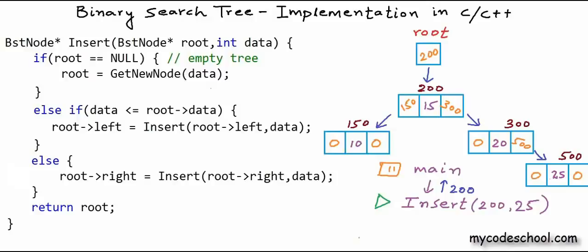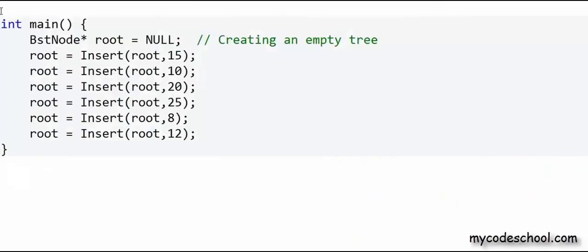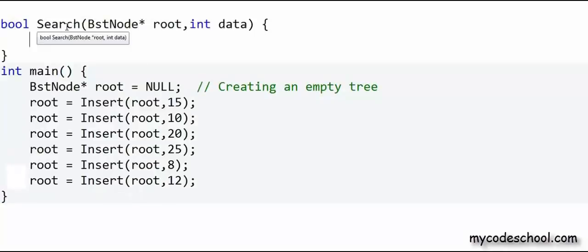Okay, I'll write one more function now to search some data in BST. In the main function here, I have made some more calls to insert. Now I want to write a function named search that should take as argument address of the root node and the data to be searched, and this function should return me true if data is there in the tree, false otherwise. Once again, we will have a couple of cases.